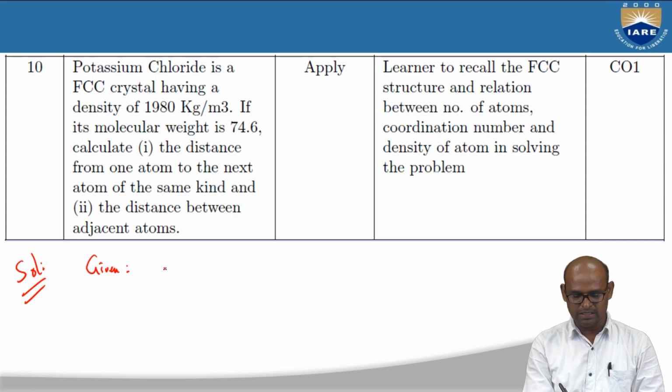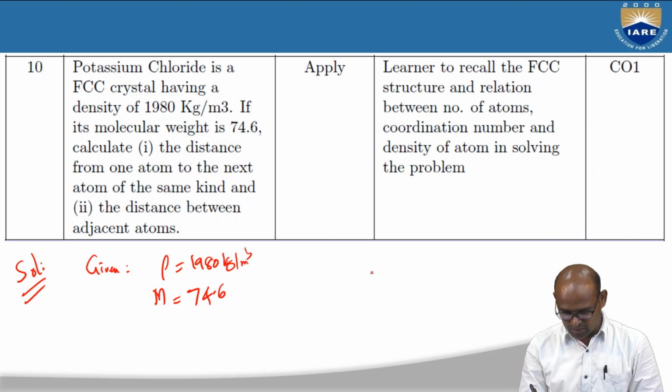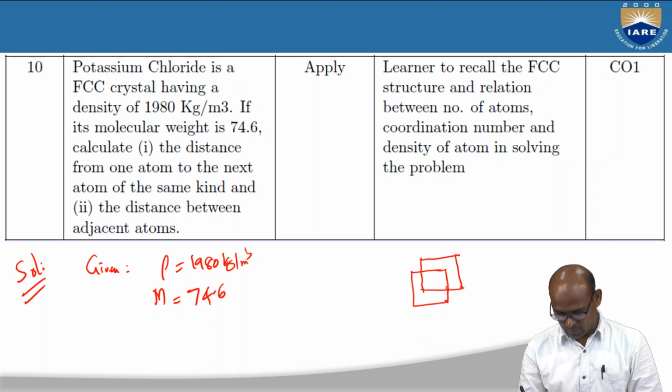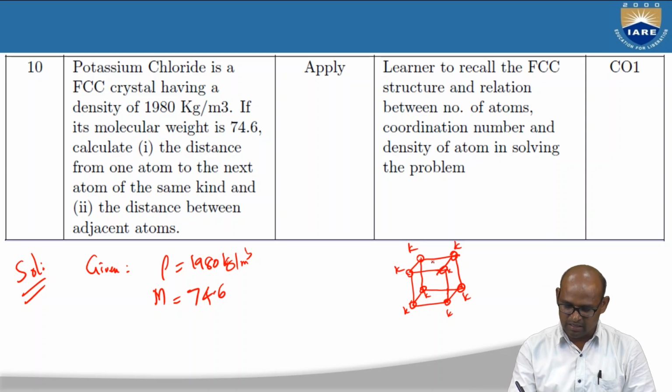First, they have given us density, rho is given as 1980 kg per meter cube. Molecular weight M is given as 74.6. Now, FCC, face-centered cubic crystal. Let me draw this FCC. So face center, atoms are here, corner atoms. There are 8 corner atoms, and the corner atoms are potassium, for example, and at the face centers there is chlorine. Here one chlorine, here one chlorine, here one chlorine, and so on for each face.